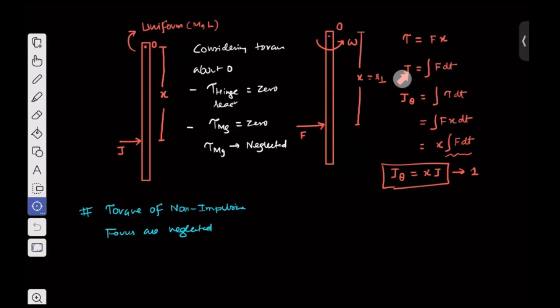So the impulse of that force is given to us, which is integral of F dt. So the angular impulse I can write down as integral of the torque dt. Torque is F into X, plugging it in there, X can be taken out of the integral. And then instead of integral F dt we can write J. So the angular impulse is going to be X times J. All of you understood this point or not? All of you understood, no?